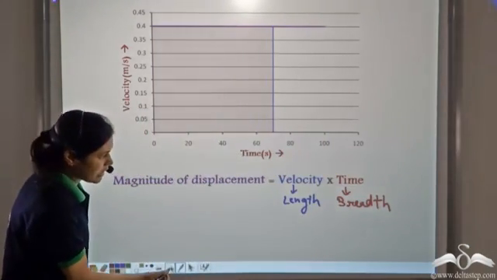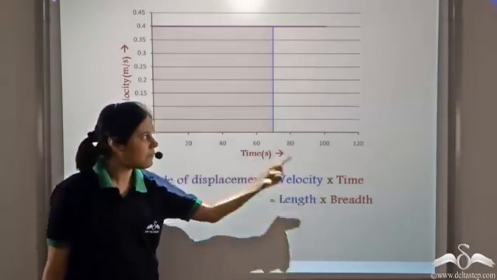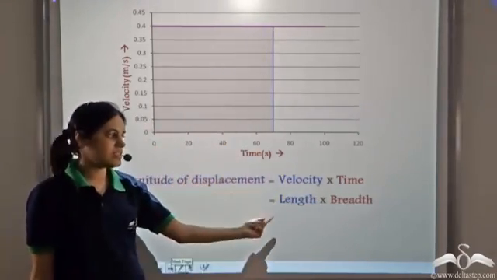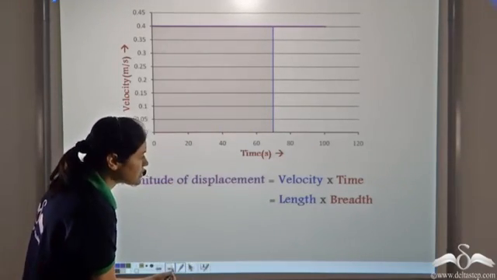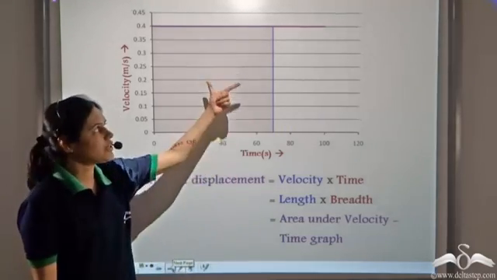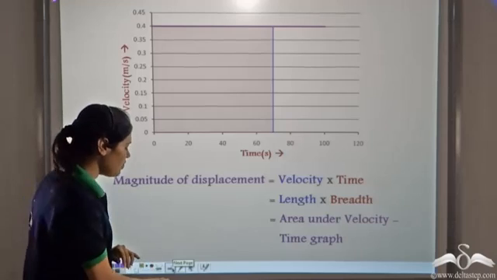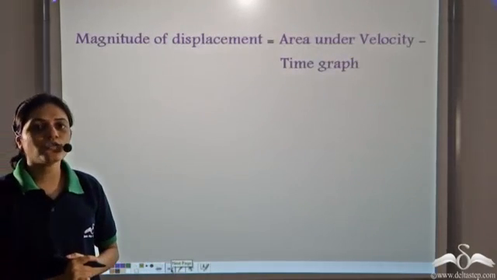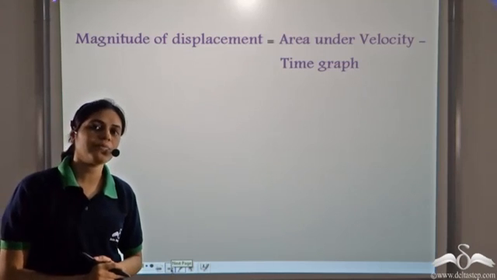So we can also say that displacement is equal to velocity into time. For this case, it is equal to length into breadth, and length into breadth gives us the area of the rectangle. So this is equal to area under the velocity time graph. So in general, we can say that magnitude of displacement is equal to area under the velocity time graph.